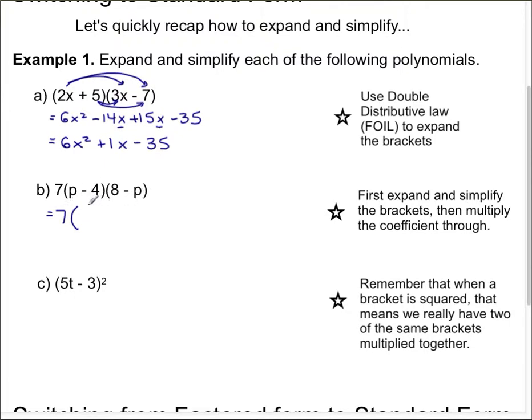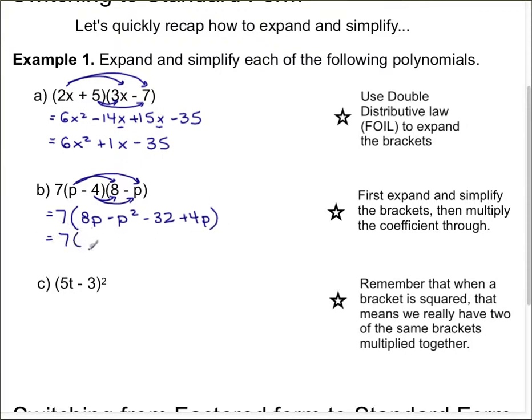Now this isn't quite in the order that we're used to seeing it, but that's no problem. I'm going to still continue to do it in the order so that I don't miss anything. So p times 8 gives us 8p, and then p times negative p is negative p squared. Now we're going to put the 4 through. That's going to give me negative 32, negative 4 times 8. And then negative 4 times negative p is positive 4p. So negative times a negative is a positive.